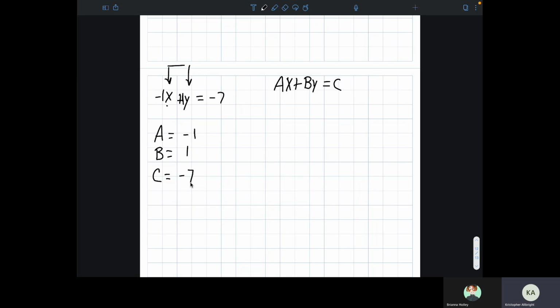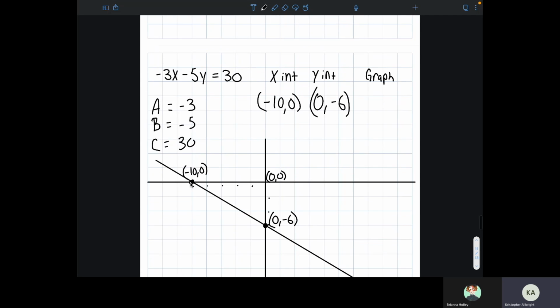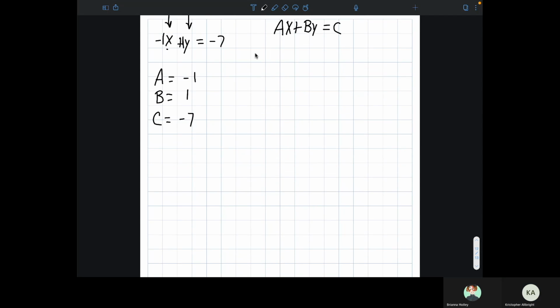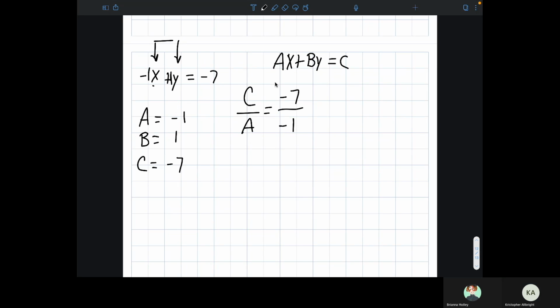So now we need our X and our Y intercepts. And we get those with C over A for our X and C over B for our Y. So C over A, -7 over -1, which is just going to give us +7. So that goes into the form, so now we have our x-intercept.